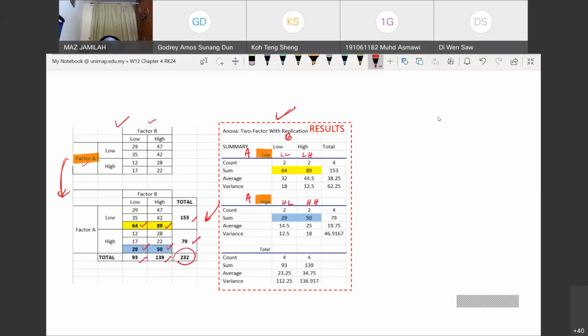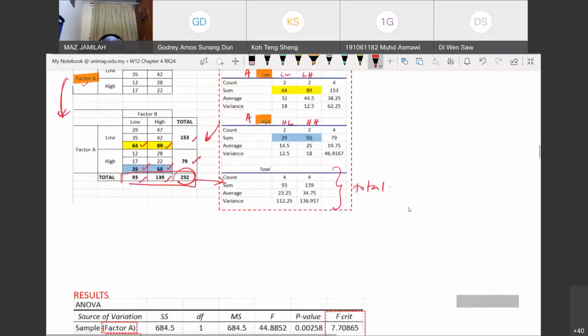Here will be your result from Excel. This is the total, the overall total. This one is for the total, and the total refers to this particular part.